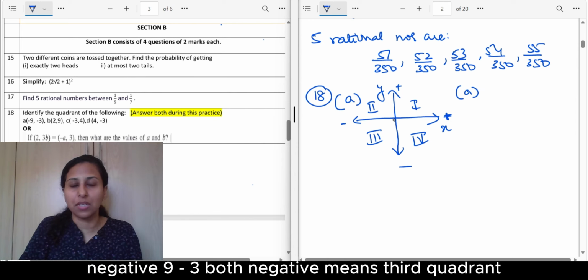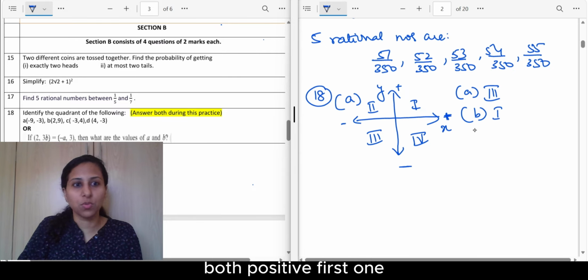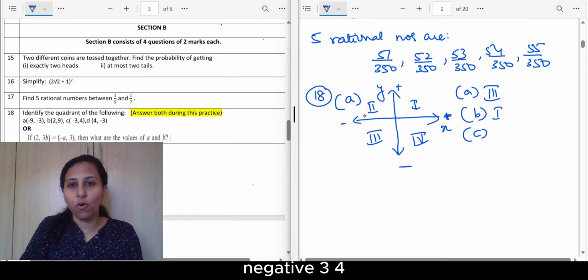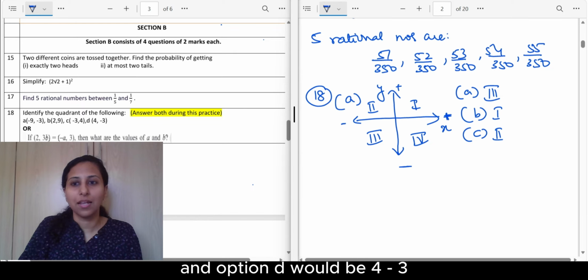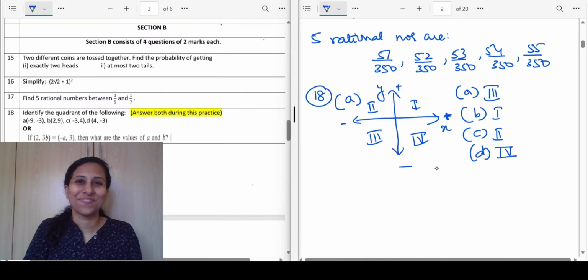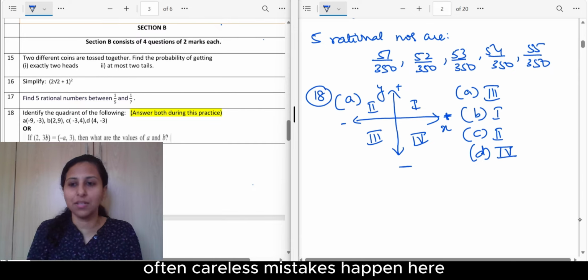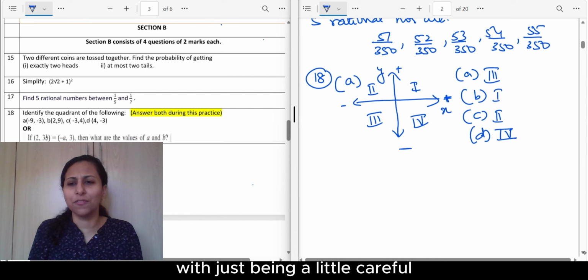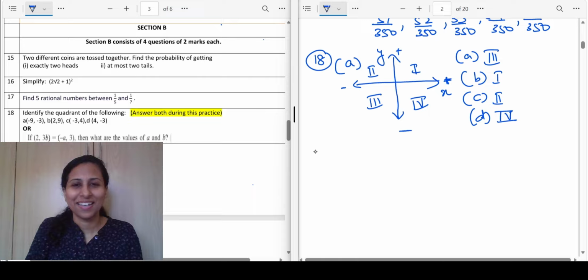-9, -3. Both negative means third quadrant. Option B, 2, 9, both positive, first one. -3, 4, that means negative x, positive y, that's the second quadrant. And option D would be 4, -3, which is the fourth quadrant. Easy 2 marks, but you should be careful. Often careless mistakes happen here. With just being a little careful, you can easily secure marks in this chapter, the coordinate geometry chapter actually.